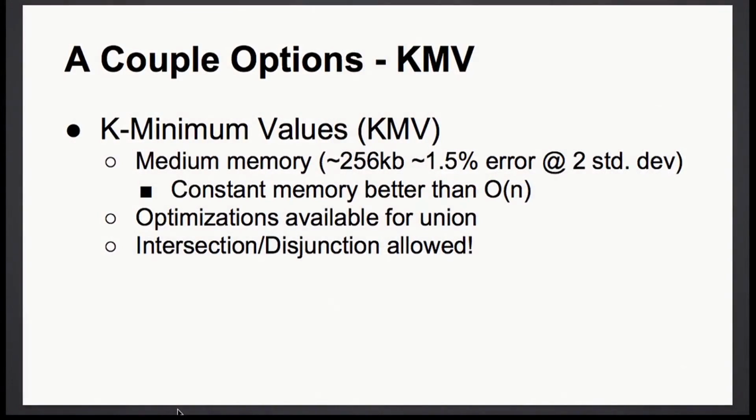Another sketch that we use is the KMV sketch, or we use an extension of the KMV sketch, K minimum values. It has relatively medium error. You can get 1.5% error out of 256 kilobytes of memory. Still constant memory, much better than O(n) when you're dealing with 1 billion entries. And one of the benefits of this is that intersection disjunction is allowed.